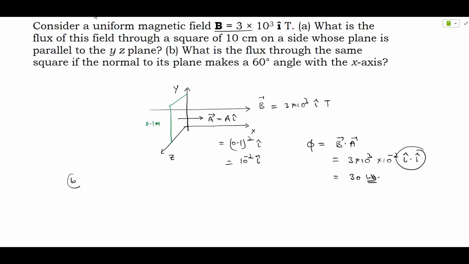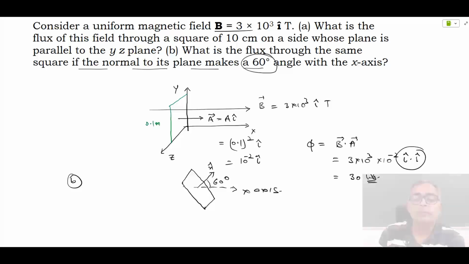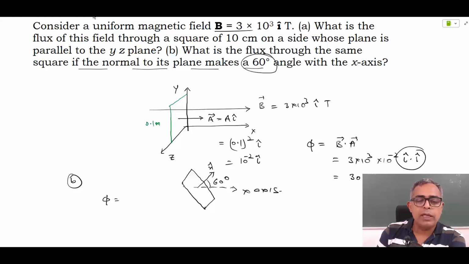Now in the B part, what he is asking is, what is the flux through the same square if the normal to the plane makes an angle 60 degree with the x-axis? Now see, what does this mean? Suppose you have tilted this area such that the normal to it is now making an angle of 60 degree with the x-axis. So this is x-axis, right? Now in order to calculate the flux, we know that we have to find the product of the perpendicular component of the magnetic field corresponding to the area times area.